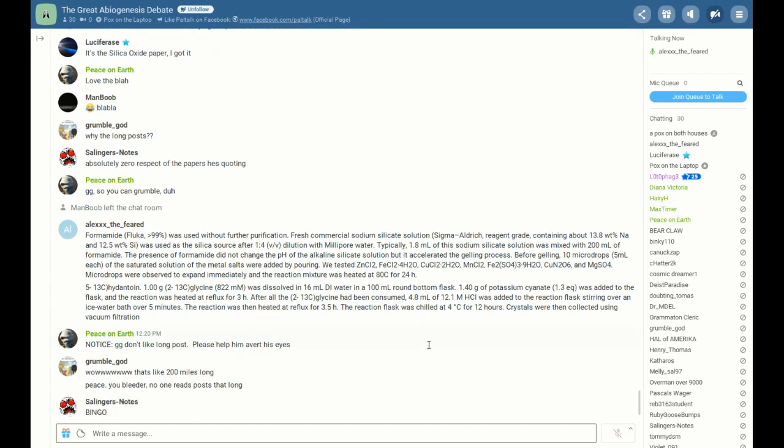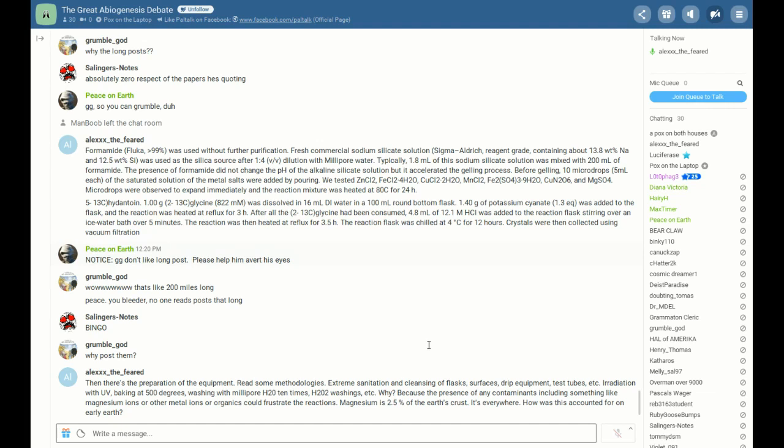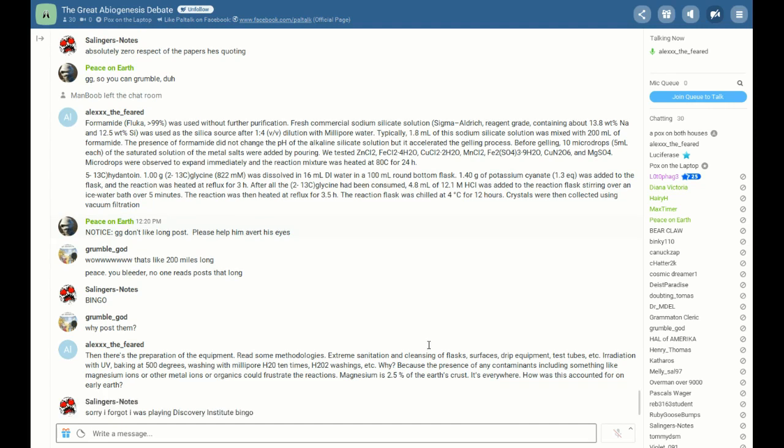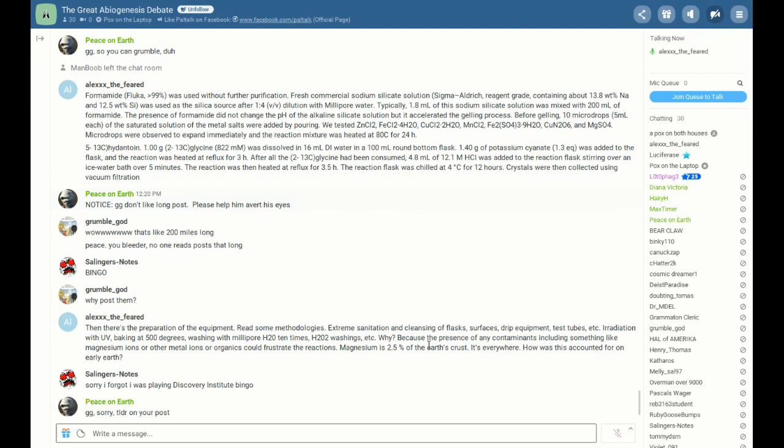Finally, I guess for now, we have the preparation of equipment and stuff like that. Read some of the methodologies in what might come up tonight. Extreme sanitation and cleansing of flasks, surfaces, drip equipment, test tubes, irradiation with UV light, baking at 500 degrees, washing with Millipore water. That's water that's first been purified, it's distilled water, and then it goes through filtration 10 times. H2O2 washings.